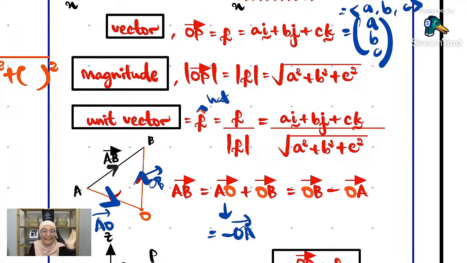Please say something there if you do understand what I'm trying to elaborate tentang direction from A to B. Okay?